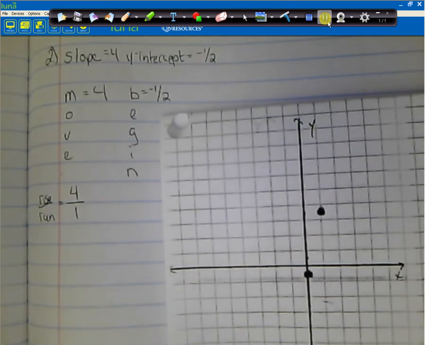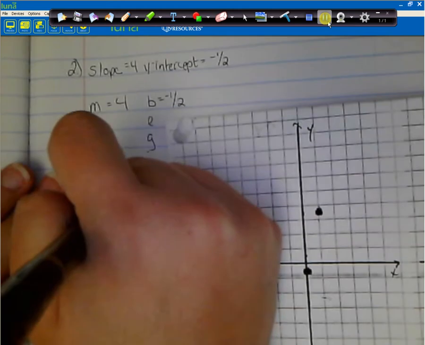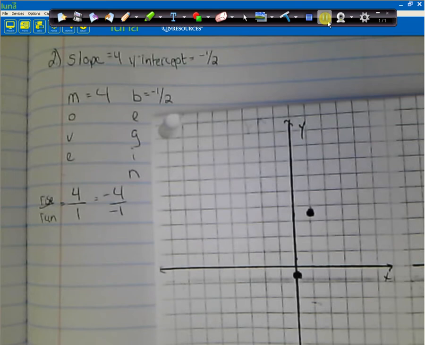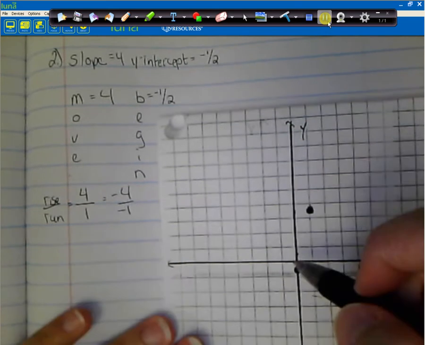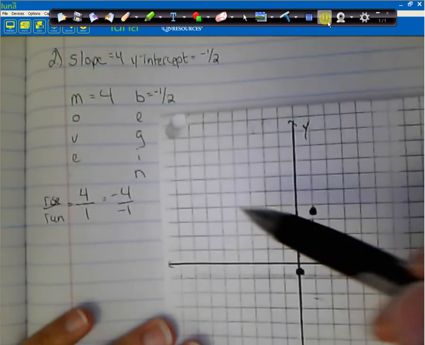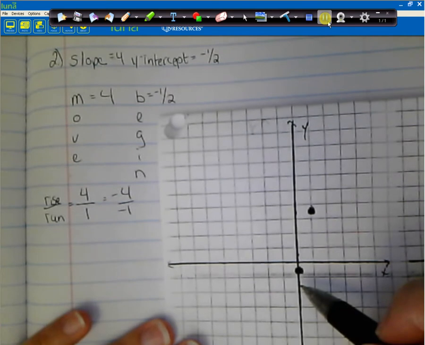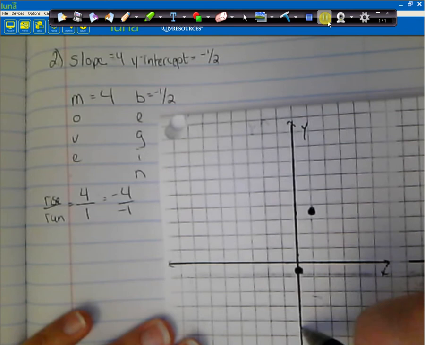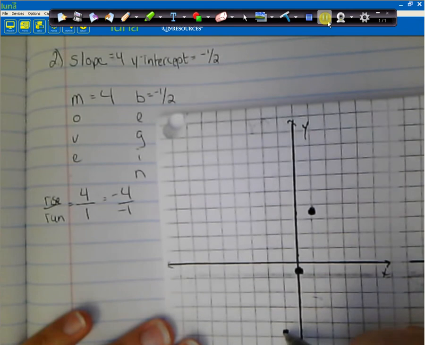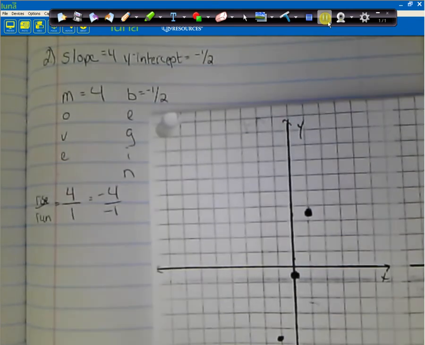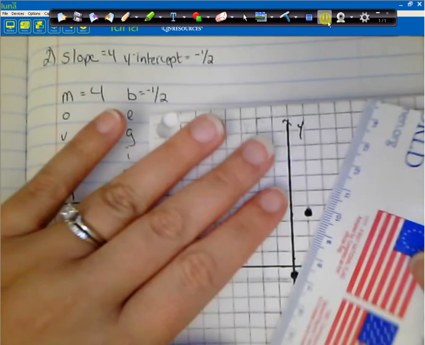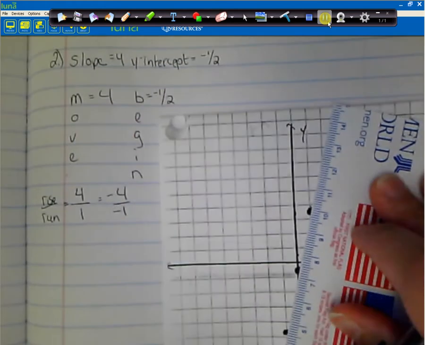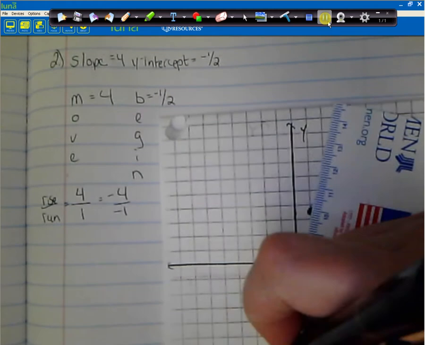All right, another way to write 4 over 1 is to say negative 4 over negative 1, and that's how we can get another point going the other way. So for positive 4 over 1, I went up 4 and right 1. So negative 4, negative 1 means I'm going to go down 4. 1, 2, 3, 4. And I'm going to go to the left 1, and I'm going to put a dot there. Once I've got 3 points, and you can always do more than that, but you need to have at least 3, I'm going to put my ruler down.